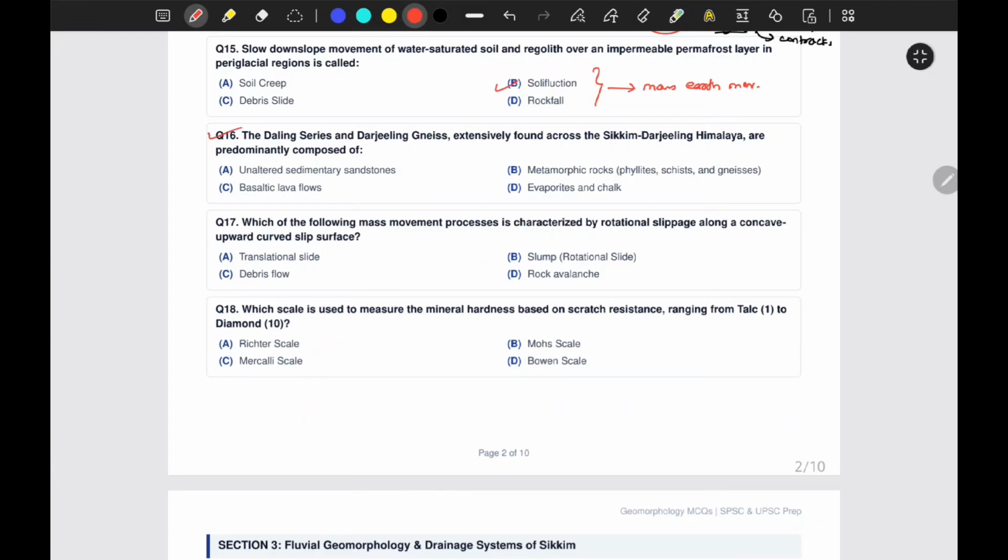Question number 16. The Darjeeling series and Darjeeling gneiss extensively found across the Sikkim Darjeeling Himalaya are predominantly composed of: A. Unaltered sedimentary sandstones, B. Metamorphic rocks, C. Basaltic lava flows, or D. Evaporites and chalk. See, the correct answer is option B. But I don't think they will be asking this question, but still you have to remember this.